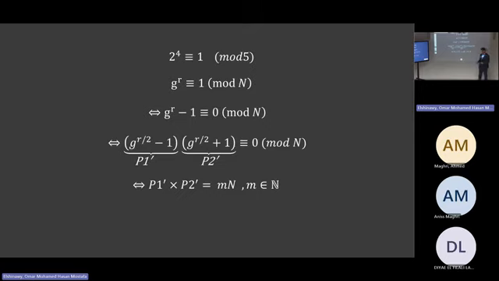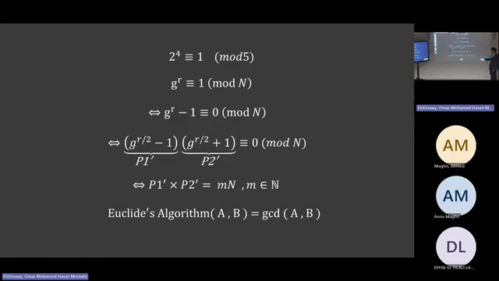And moreover, since n has exactly two factors, p1 and p2, if we're able to somehow extract the shared factor between p1 prime and n or p2 prime and n, we would be able to find p1 or p2. And actually, we're able to do this using a really cool algorithm called Euclid's algorithm. If you use Euclid's algorithm on a and b, you find the greatest common divisor of a and b. And since again n just has two divisors, p1 and p2, if you apply Euclid's algorithm on p1 prime and n, we'll get either p1 or p2. And it would have been the same if you applied it on p2 prime and n.